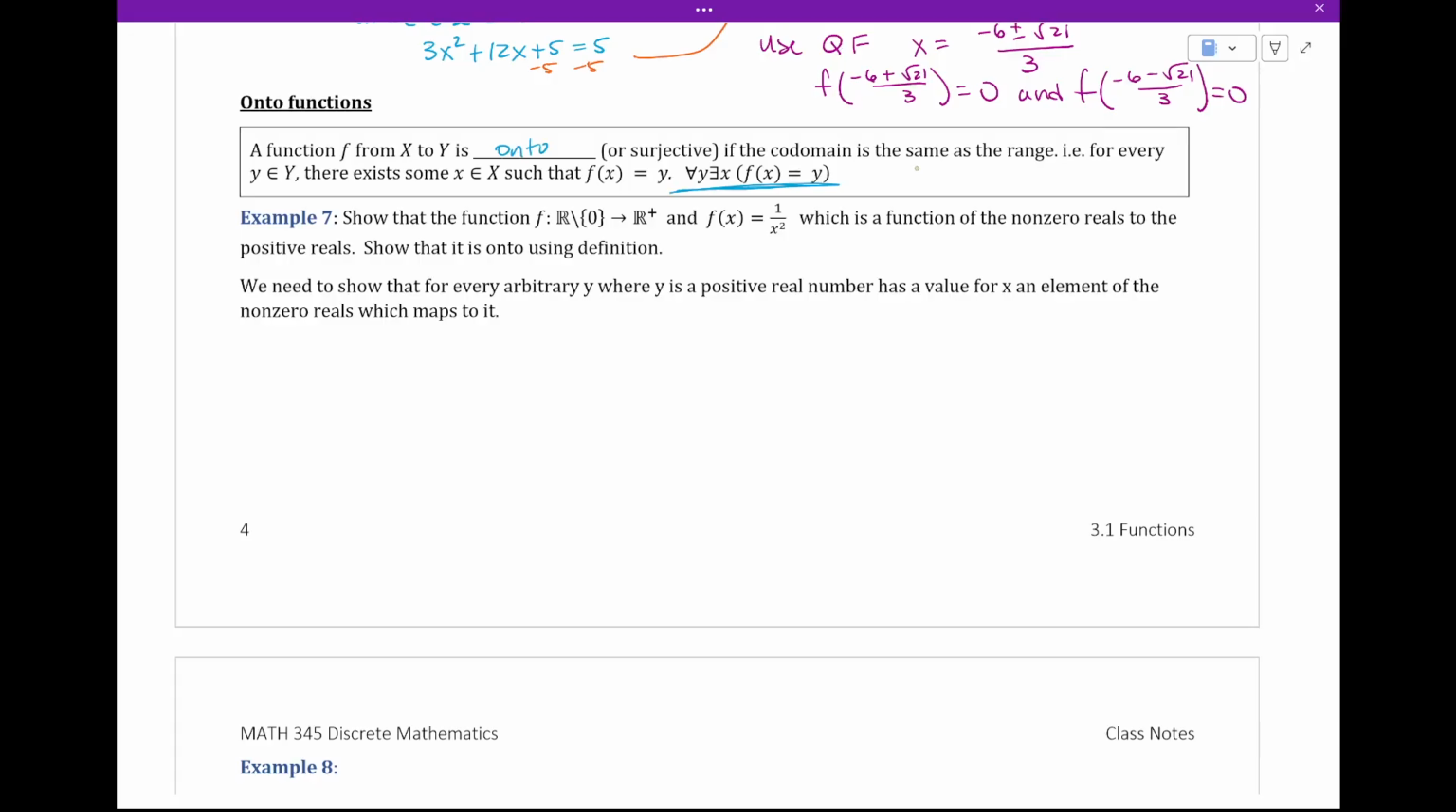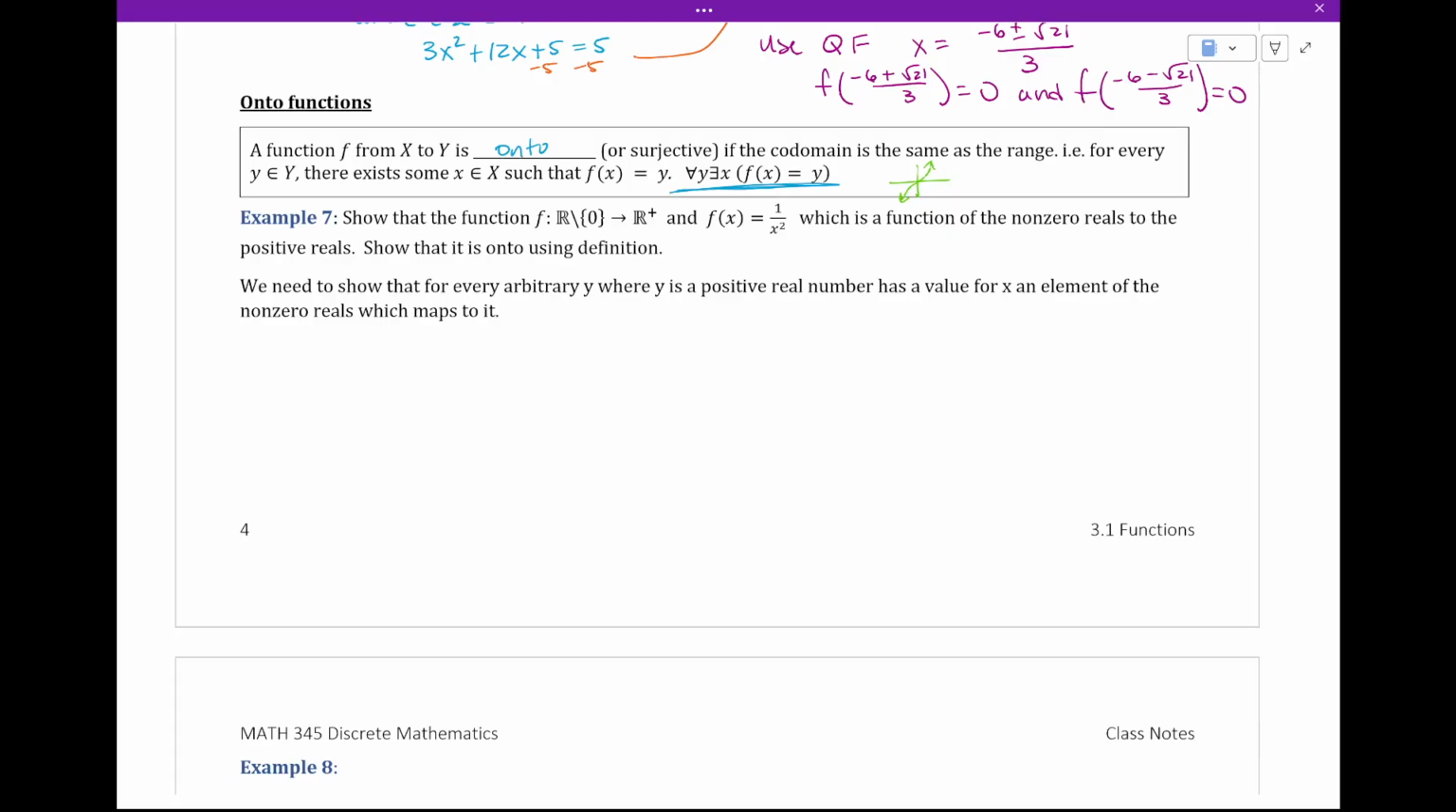So if you're looking at a graph, something like this, where I've got arrows going up and arrows going down, I'm using the entire codomain in my graph. So the codomain and the range are the same. That is an onto function. It doesn't have to look like this. That's just one example of a function that is an onto function.